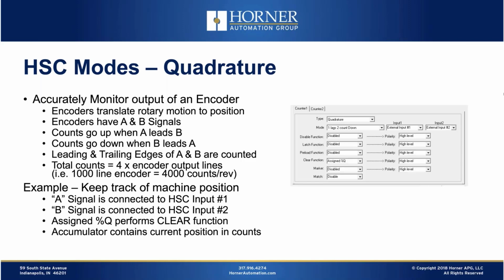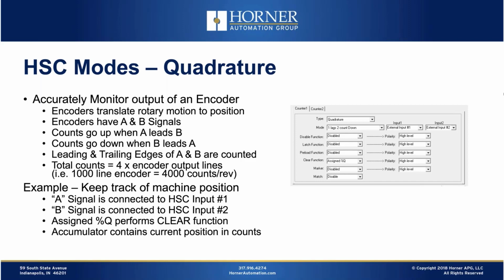In our example, in terms of how we configure it in Cscape, again, we configure under type quadrature. We can select whether we want to count down when 1 is lagging 2, or if we want to count up when 1 is lagging 2. The most common would be when 1 is lagging 2, we're going to be counting down. But if it's working the opposite way you want, just flip that mode setting to 1 lags 2 count up. That's the other option there.